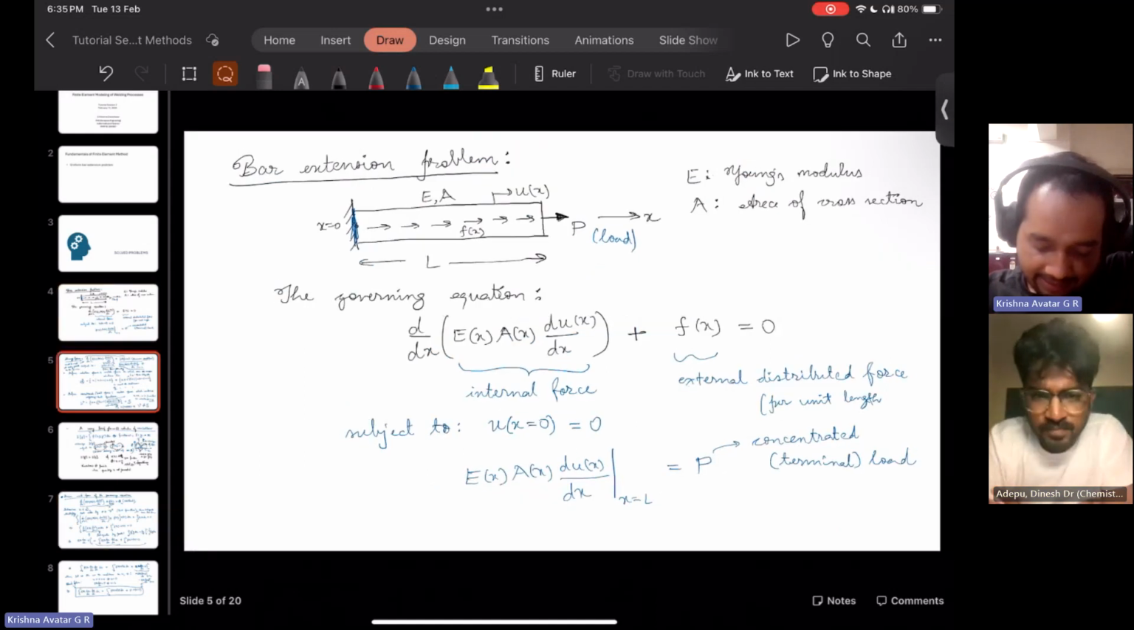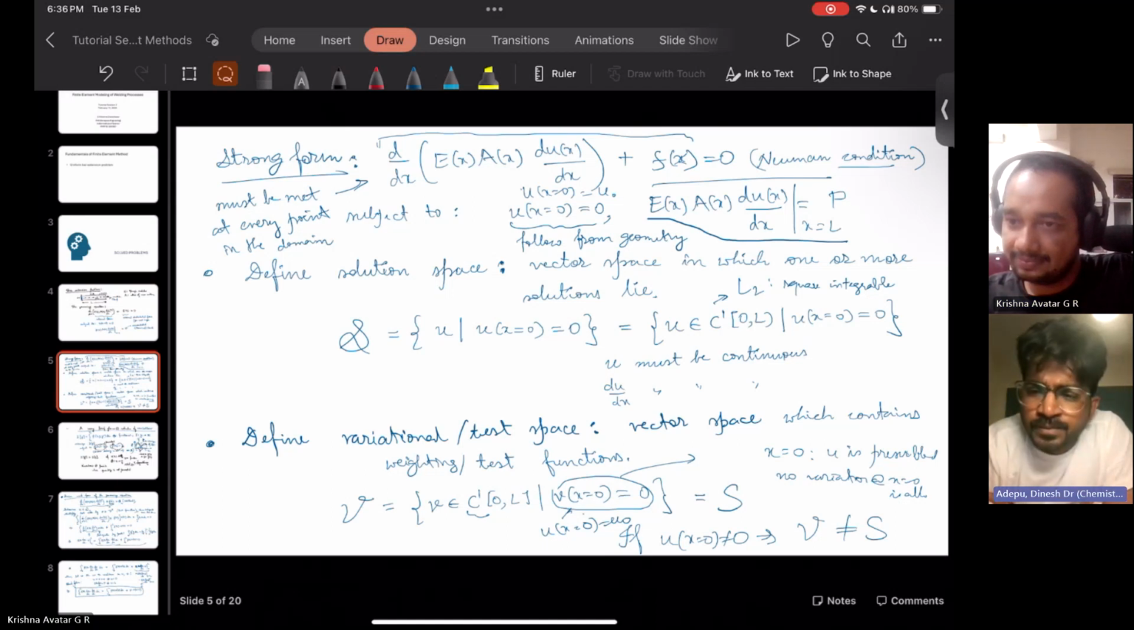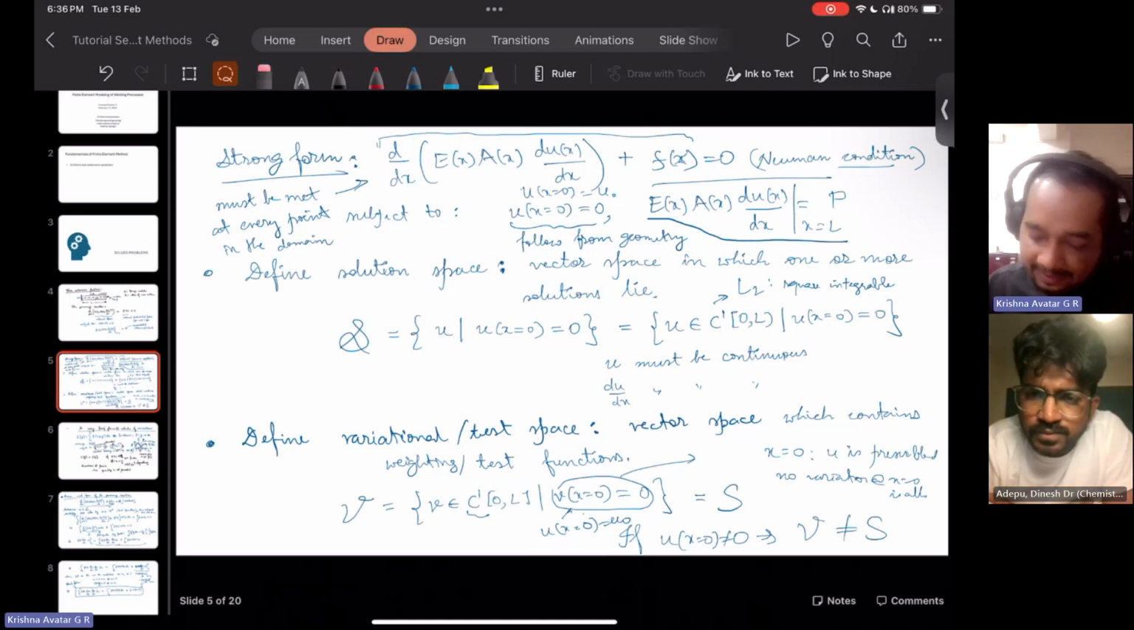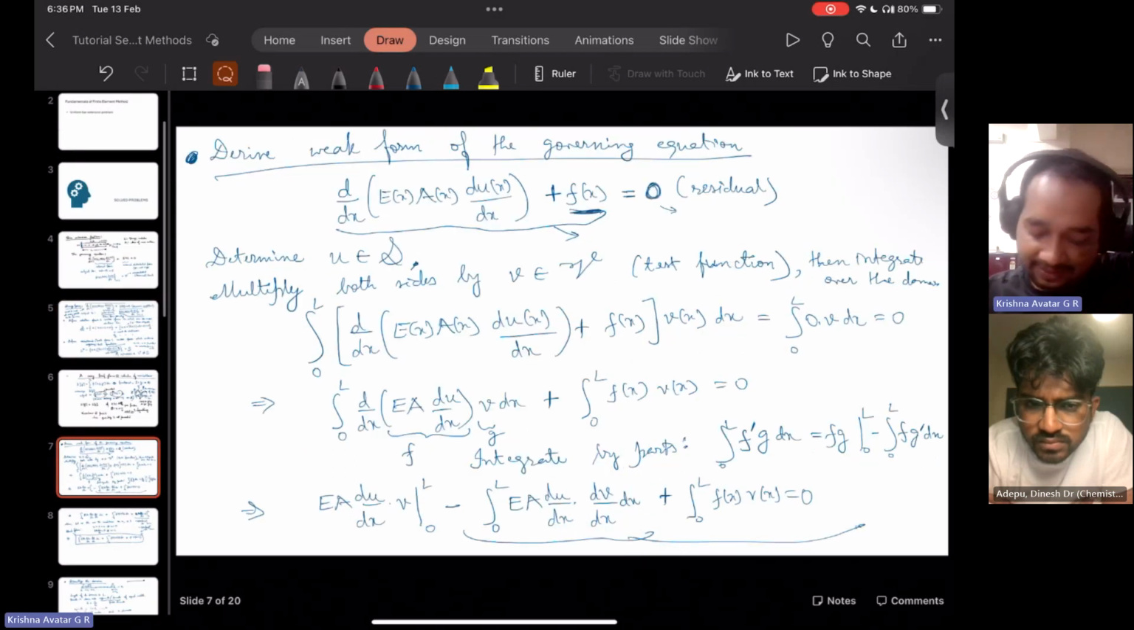The reason is, in the strong form, the solution U has to satisfy this equation, this condition, at every point. The derivative is defined at a point, isn't it? That's why we call it the strong form. It has to be strongly satisfied at every point. But that's very tough to determine. So that's why we move to a situation where we can find a weak form.